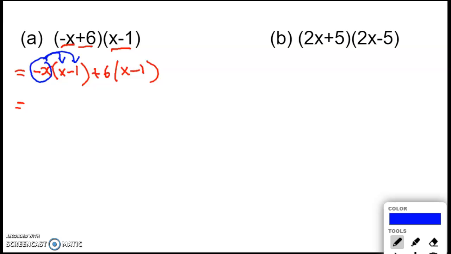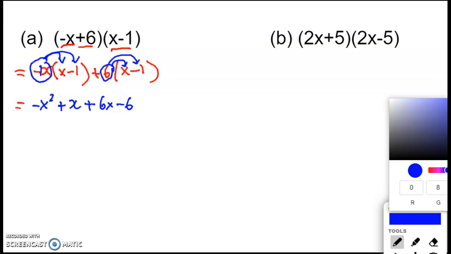Negative x times x is negative x squared. Negative x times negative 1, negative times negative is positive x. Negative x is like negative 1 being multiplied to x. And then to that you're adding 6 multiplied by x, that's 6x. Then 6 multiplied by negative 1, that's negative 6. Make sure those negative signs do not get lost. Remember, the negative signs belong to the number or the variable that follows.